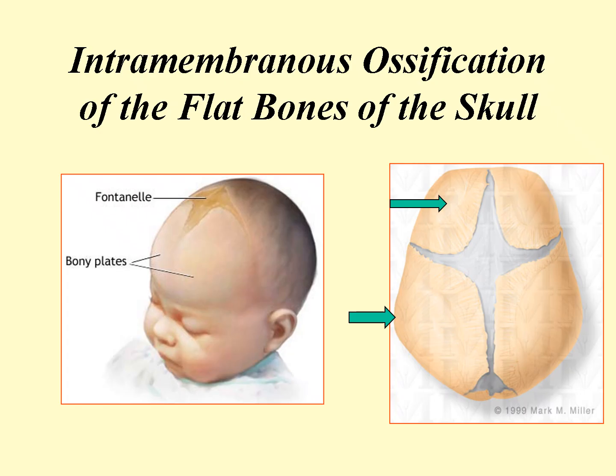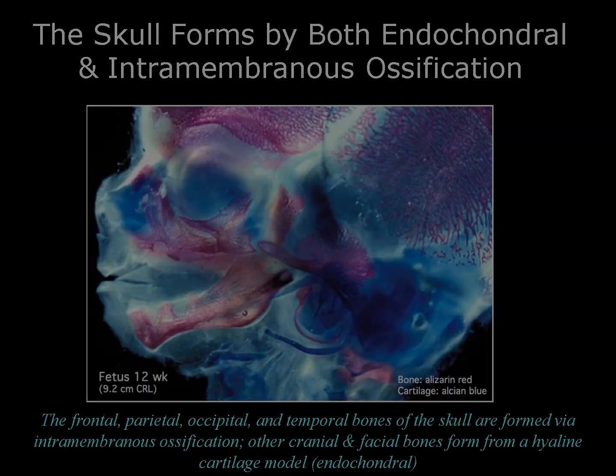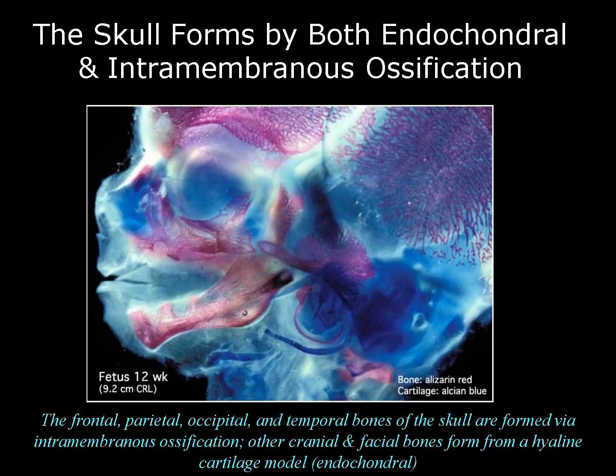Notice the raised, cone-shaped areas on the skull shown by the green arrows. These are the original sites of intramembranous ossification. They are primary ossification centers. This slide shows the skull of a 12-week-old fetus. The reddish web-like strands emanating out from a central core is bone growing via intramembranous ossification.